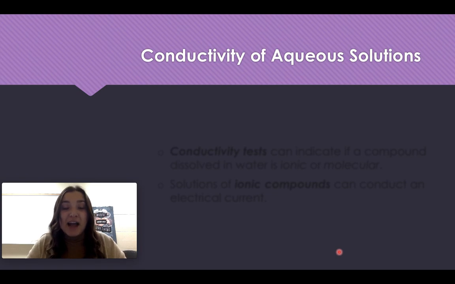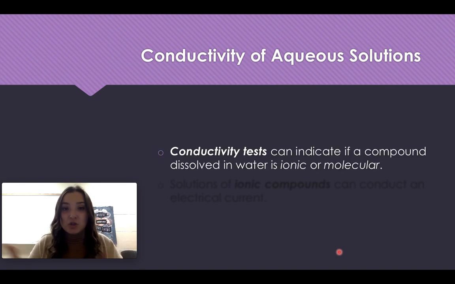So now we're going to turn our brains back to grade 10 science here, and when we talked about ionic compounds and molecular compounds for the first time, we definitely talked about their properties. And when we talked about their properties, conductivity was a big one. So we can use conductivity of aqueous solutions to test. So what can we test for? Well, conductivity tests can indicate if a compound dissolved in water is ionic or molecular.